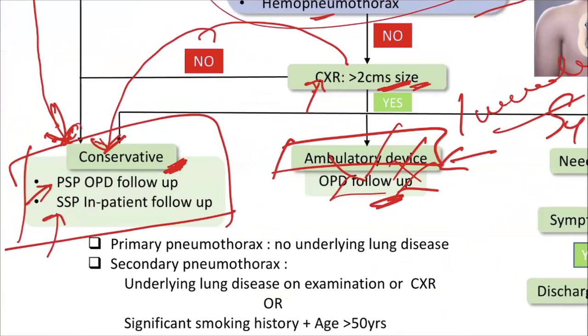If it is a secondary spontaneous pneumothorax, you need to admit and follow up. You'll admit him for close observation in the wards if it's a secondary spontaneous pneumothorax. If it's a primary spontaneous pneumothorax, you can ask them for OPD follow-up. You can discharge them and follow up in the OPD with the chest physician.